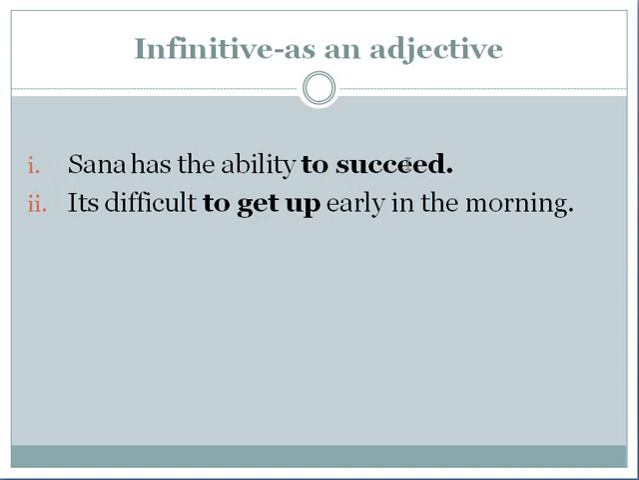Sana has the ability to succeed. Here, ability is the noun. The word ability is being modified by to succeed. Here to succeed is an infinitive, and this to succeed is playing the role of adjective because it is modifying the word ability. It is describing the word ability. And adjective is a part of speech. So this is how infinitives are used as parts of speech.